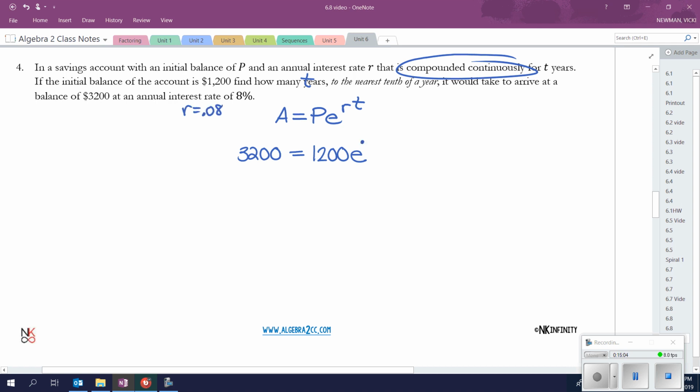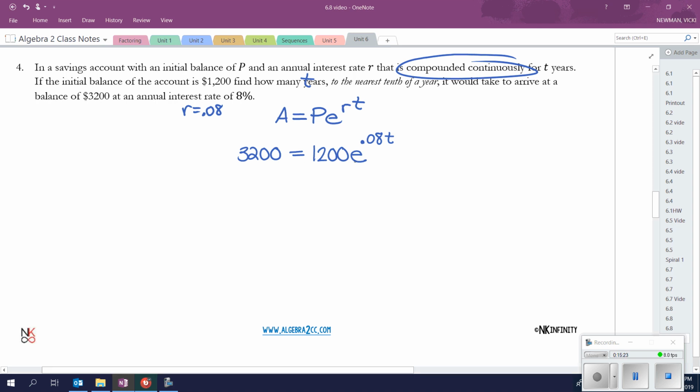So r is 0.08, and then we're solving for t. Okay, so here's that whole thing where I tell you, this is just what you did the other day for your homework. It's what we've been doing for 2 days. You get the weird thing alone. e is clearly the weirdest guy in the room, right?